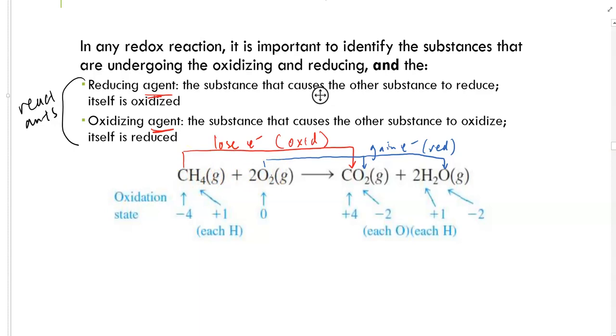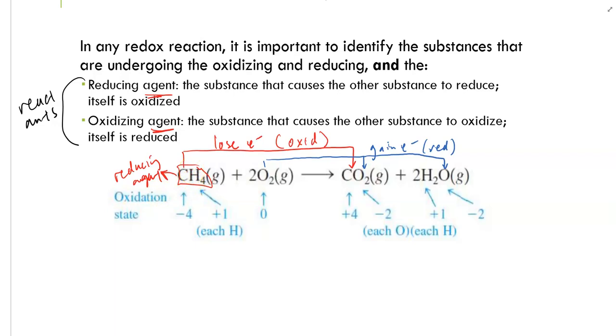We can say that CH4, especially the C, will serve as our reducing agent. How do we know that? Because the reducing agent is a substance that causes the other substance to reduce. So the other substance here is reduced, and therefore itself is oxidized because it is losing electrons. There's a kind of double catch here. It's strange: something that is undergoing oxidation is called the reducing agent and causes the other substance to be reduced.